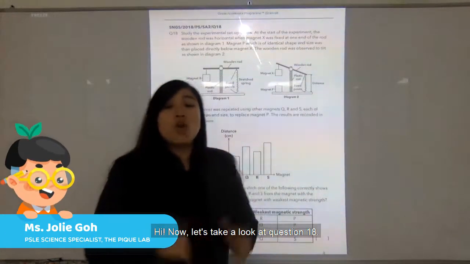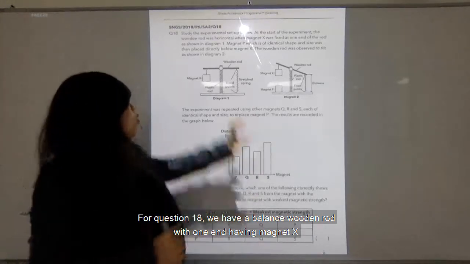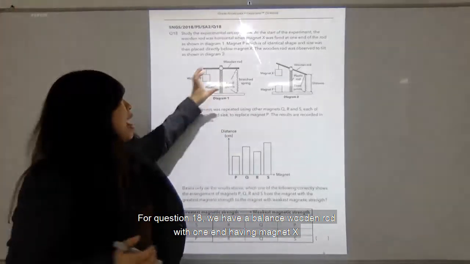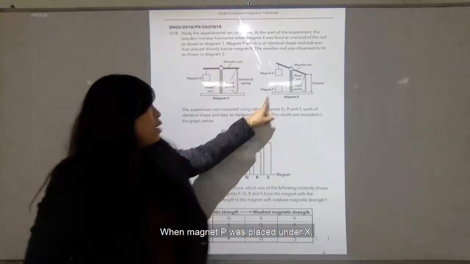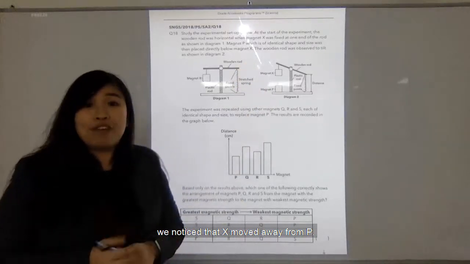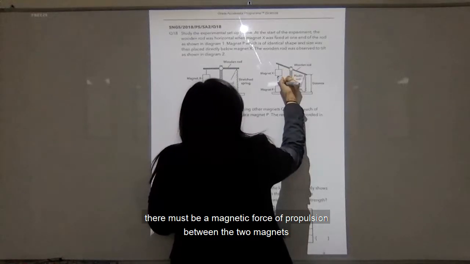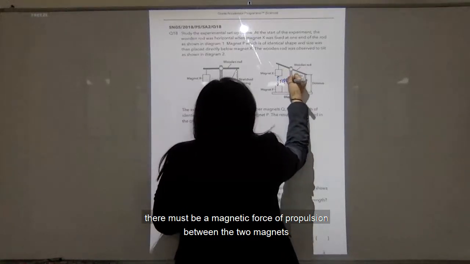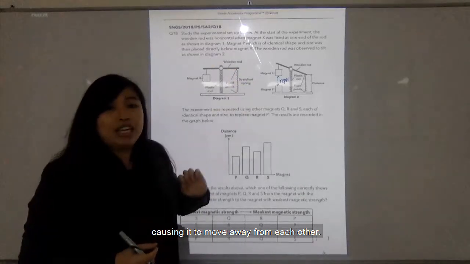Hi, now let's take a look at question 18. For question 18, we have a balanced wooden rod with one end having magnet X and the other having a stretched spring. When magnet P was placed under X, we notice that X moved away from P. So this tells us that there must be a magnetic force of repulsion between the two magnets, causing them to move away from each other.